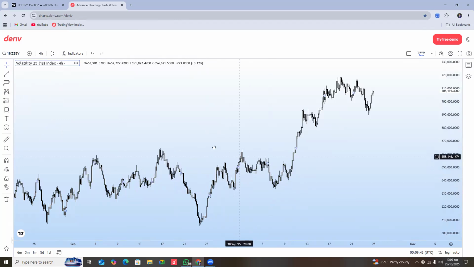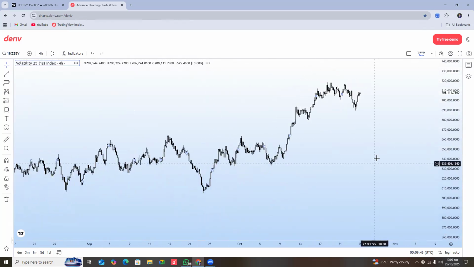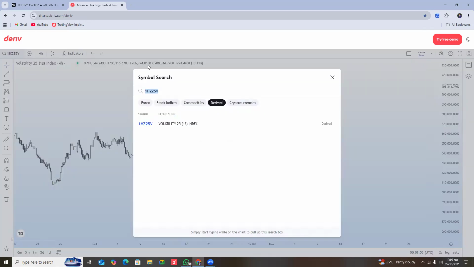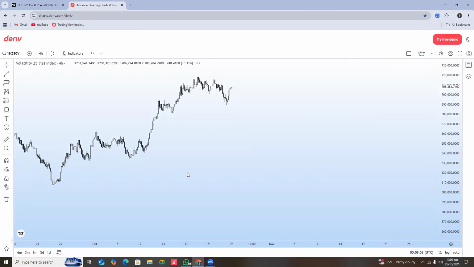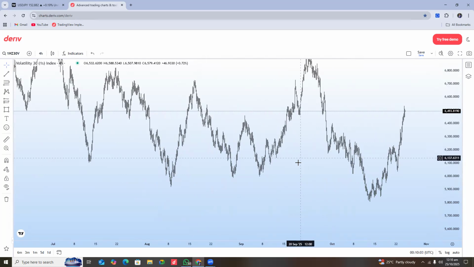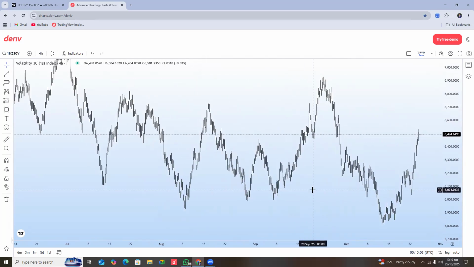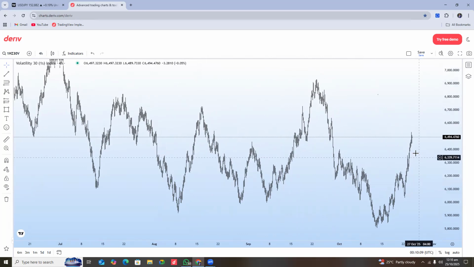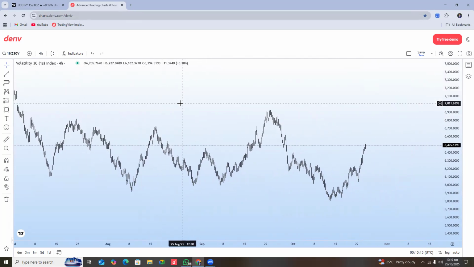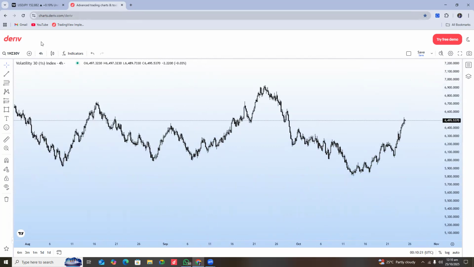Let me see here too if I can identify any proper trend line. Okay, so I don't see any proper trend line here. So I'll let it go. Let me identify another one. Okay. So this is also not proper. I'll let it go. Then I'll go here.